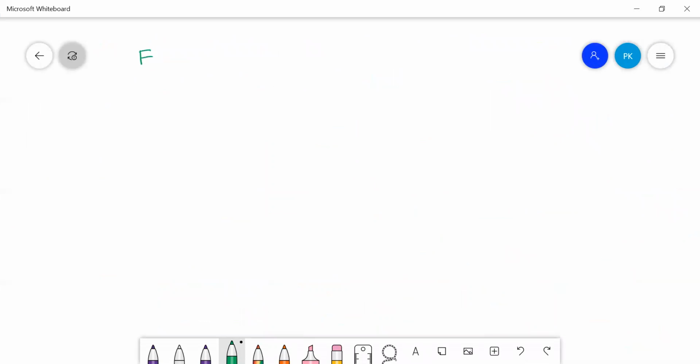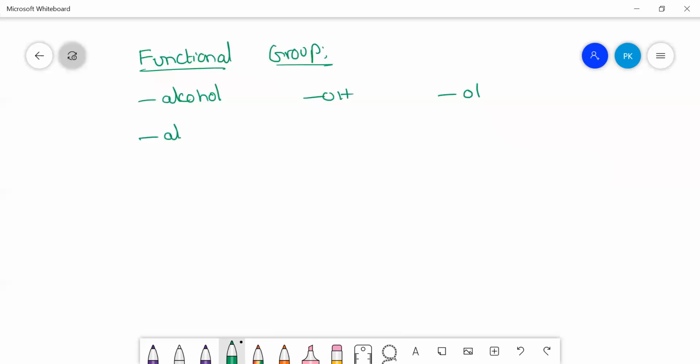Let me tell you a few functional groups. If the functional group is alcohol, OH, then it is said to be ol. Aldehyde, CHO, then it is called al. Next is carboxylic acid, then we have to use the word oic acid.